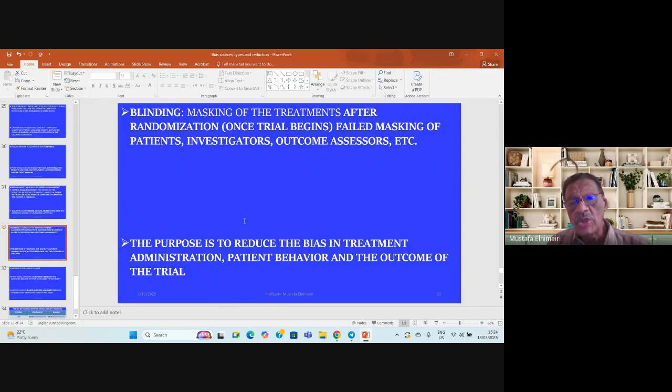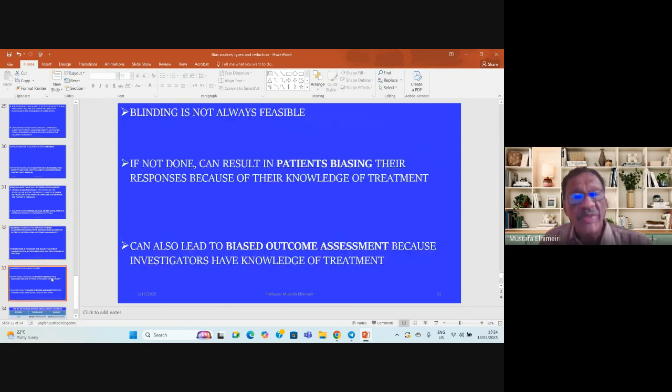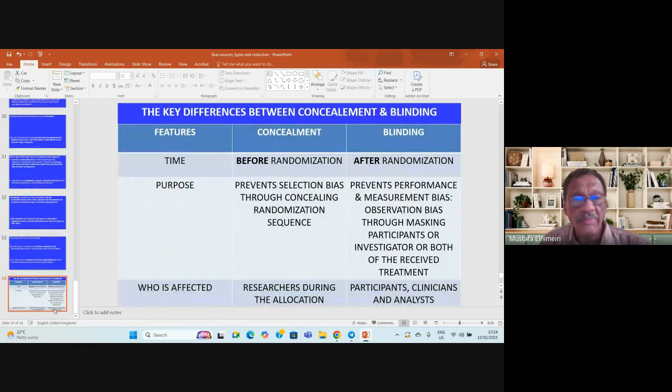The purpose here is to reduce bias in treatment administration, patient behavior, and the outcome of the trial. Blinding is not always possible, and if not done, it can result in patients biasing their responses because of their prior knowledge of the treatment they receive, whether it's a new treatment or not. It can also lead to biased outcome assessment, because investigators assessing the outcome of the trial have knowledge about the type of treatment received by whom. And now we can talk about the key differences between concealment and blinding.